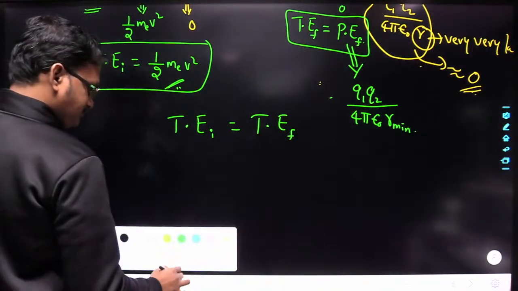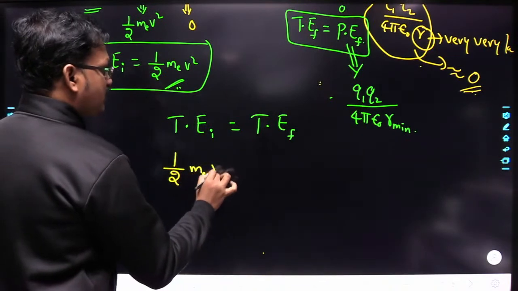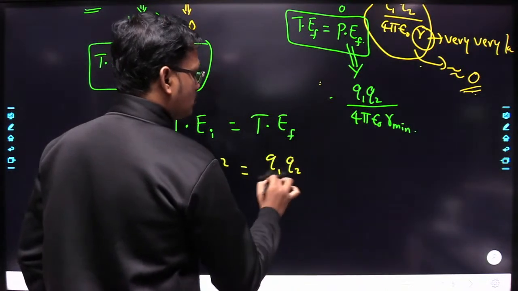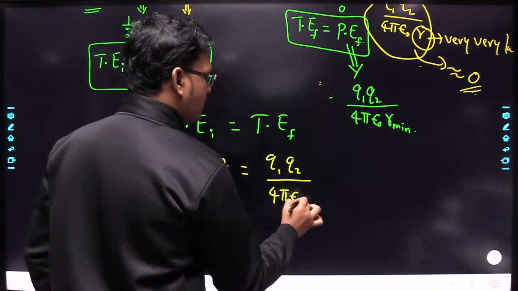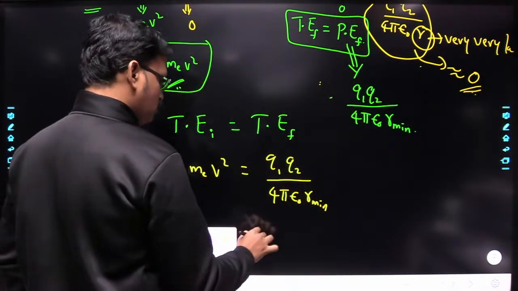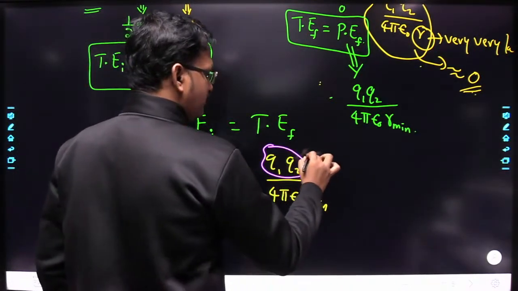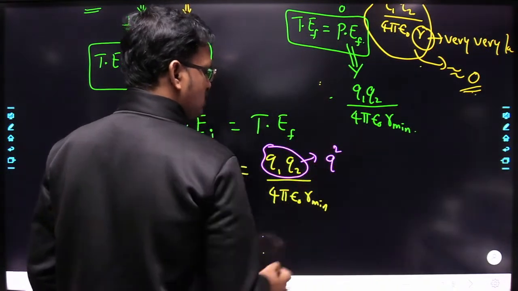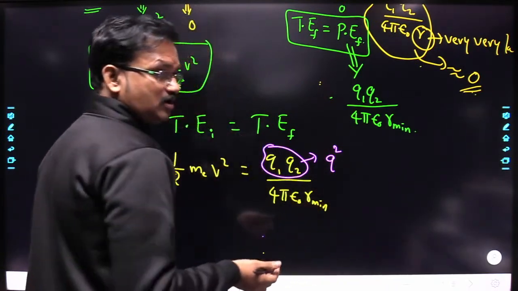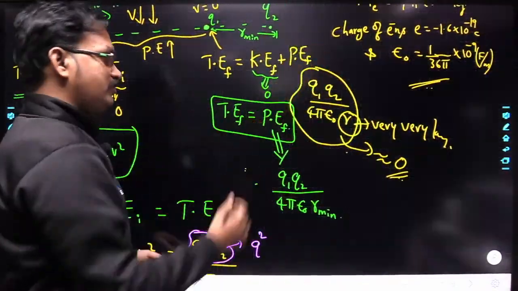So that is half m e v square is equal to Q1 Q2 divided by 4 pi epsilon naught R minimum. Now here Q1 into Q2 is nothing but what? Q1 and Q2 both are electrons or not? Yes or no? So I can write it as Q square, and the charge on electron is nothing but 1.6 into 10 to the power of minus 19 coulombs. They have given everything here, right?